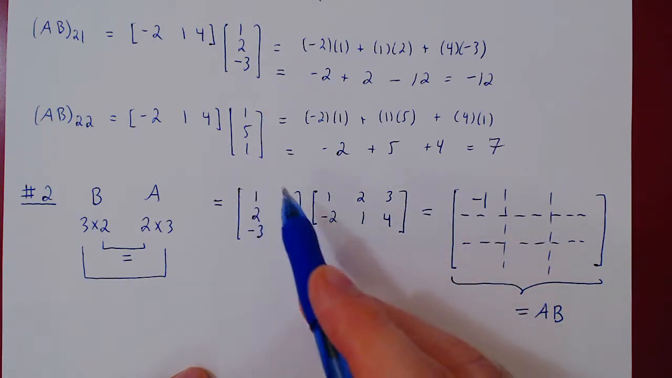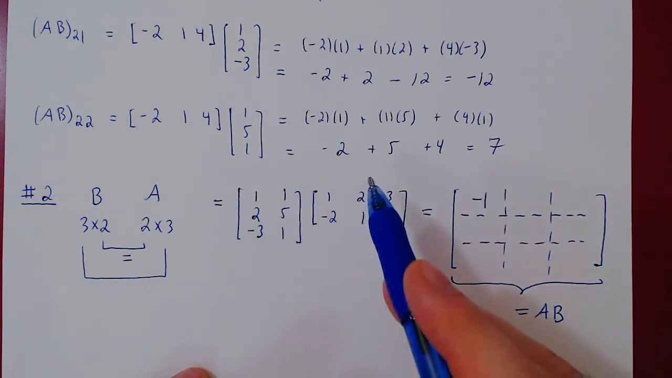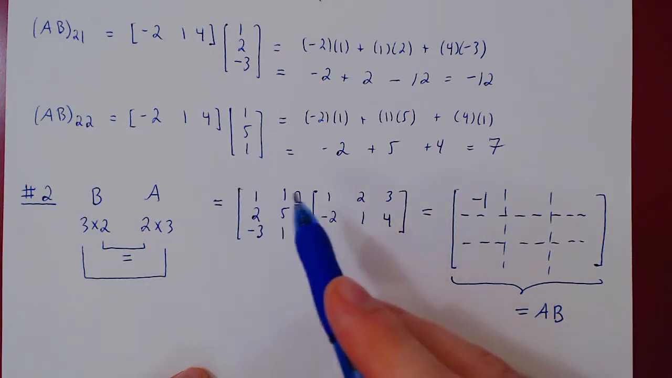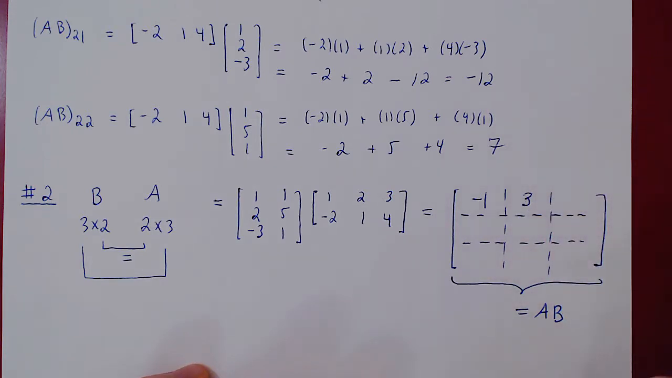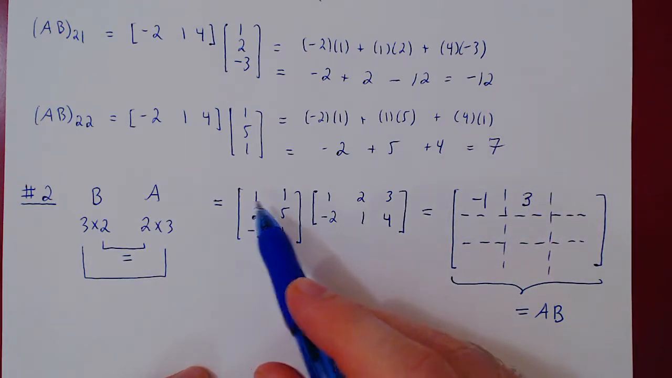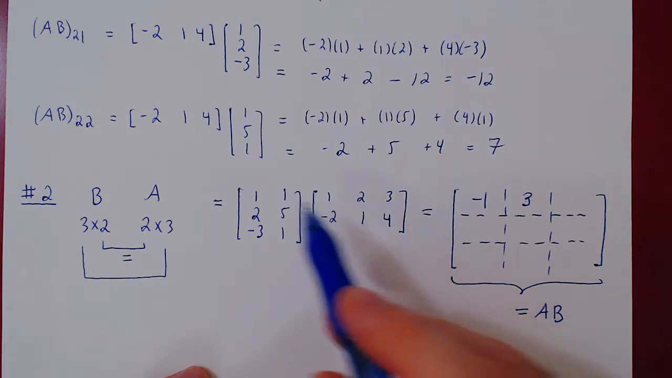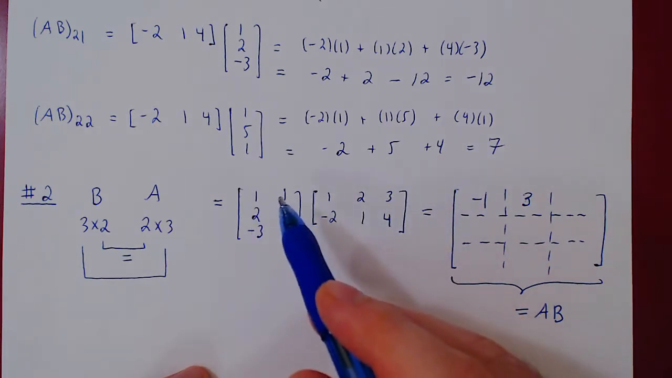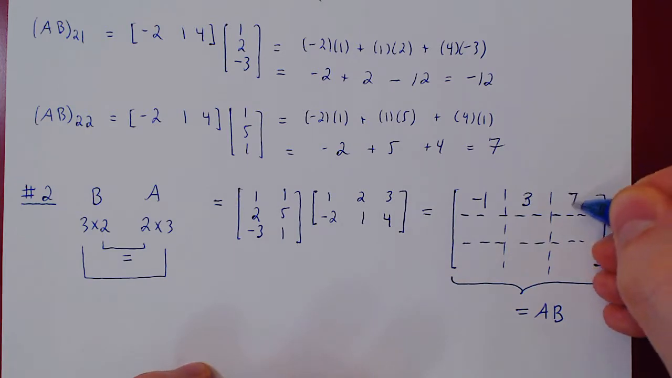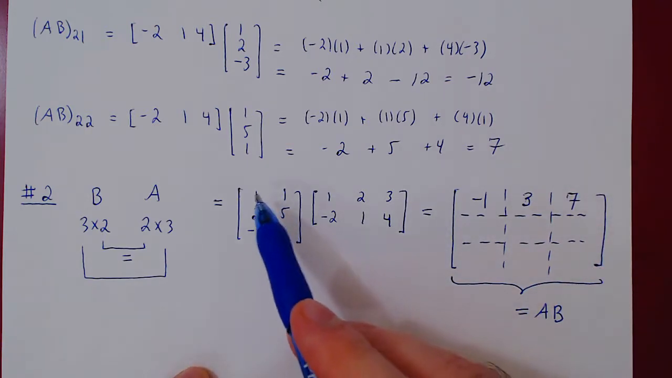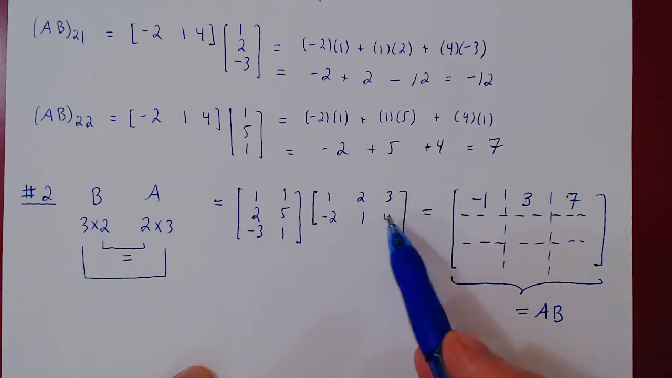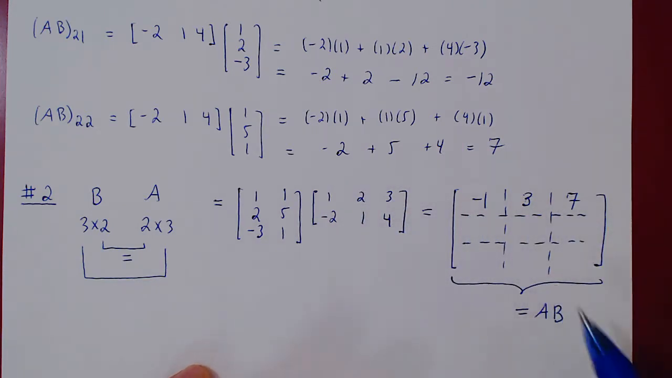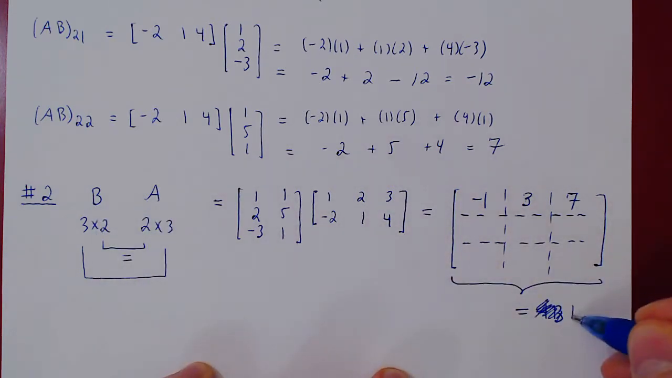Let's keep going. We again fix the first row times the second column. 1 times 2, 2, plus 1 times 1, 1. 2 plus 1 is 3. Second entry of our first row. And finally, times the third column. So 1 times 3, 3, plus 1 times 4, 4. 3 plus 4 is 7. And so you see very easily by fixing the first row of B and going through each column of A, we now have the first row of matrix B times A.